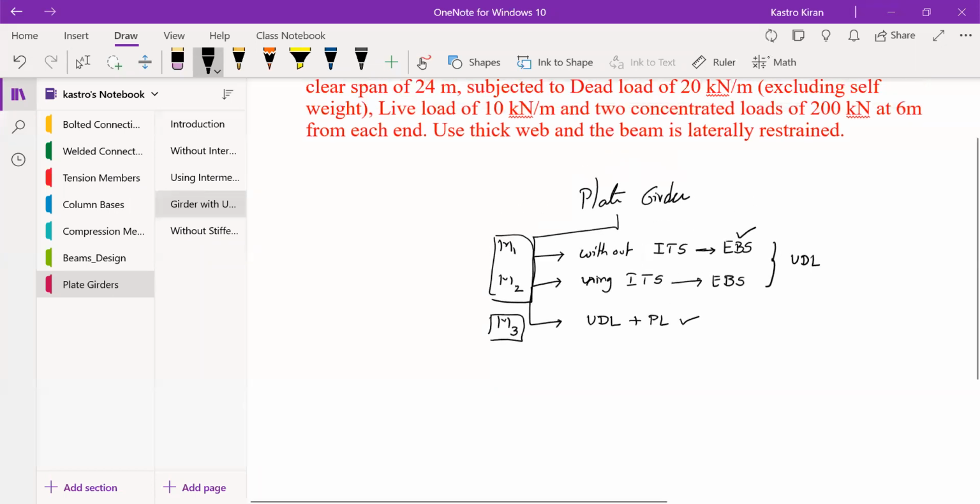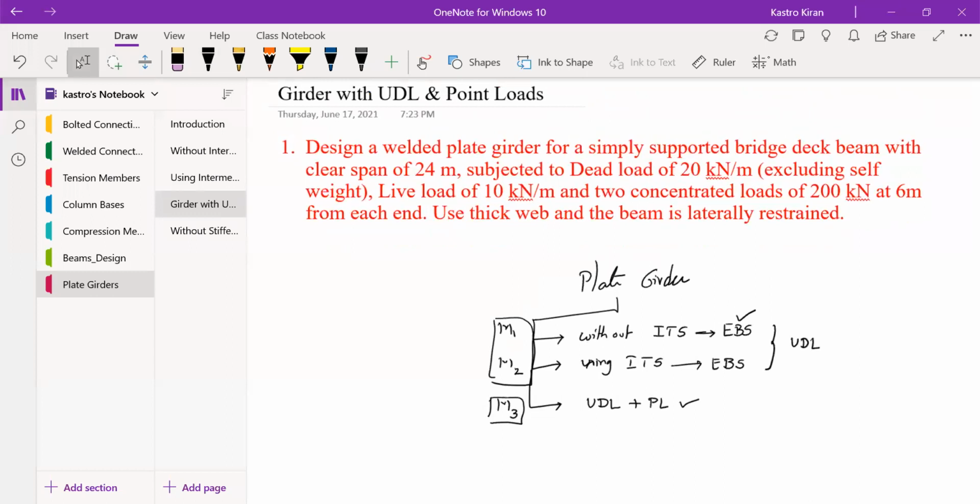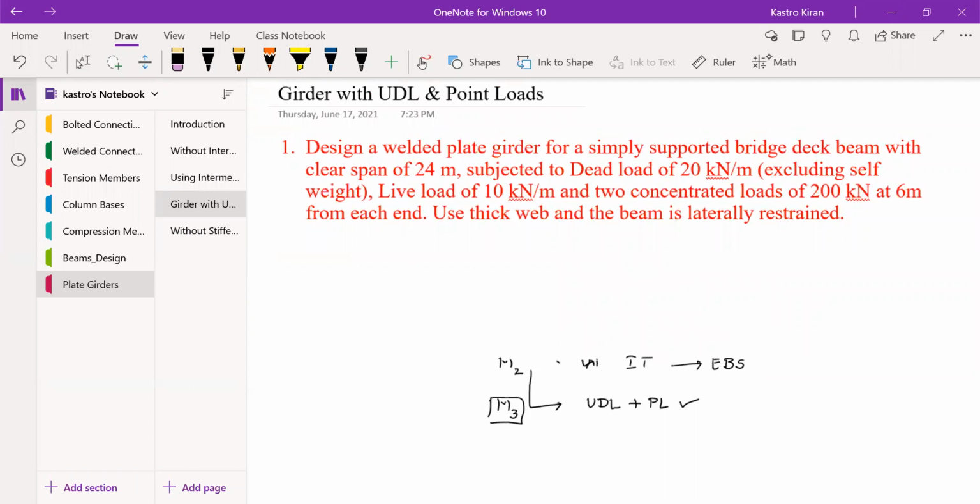Okay, so I hope you have written the question. You can keep the subheading for this question as plate girder design with UDL and point loads. So this is what we are going to see. First, let's look at the question, what they have given and what you have to find out ultimately, then we'll solve the problem. So what they have said is you have to design a welded plate girder for a simply supported bridge deck beam with a clear span of 24 meters.